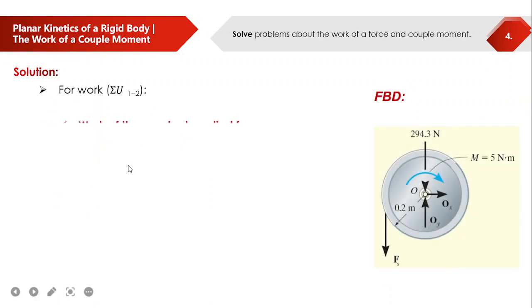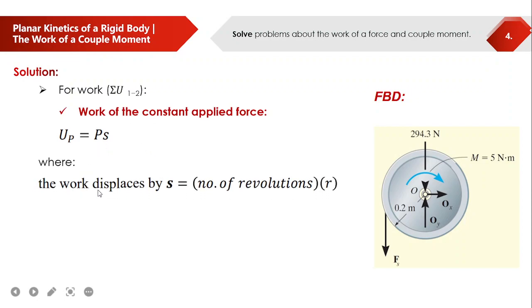Alam natin kung bakit. So work of the constant or applied force, that will be U sub P is equal to P times S. The displacement S is equal to number of revolutions times R. Ito yung distance or the displacement after 2 revolutions because of the force. So, nang dahil na meron kang in-apply na 60 Newton, nag-rotate yung cable of wire.